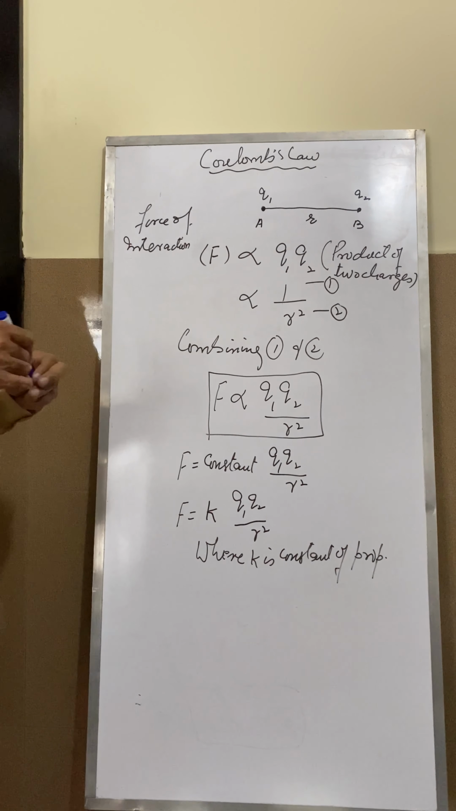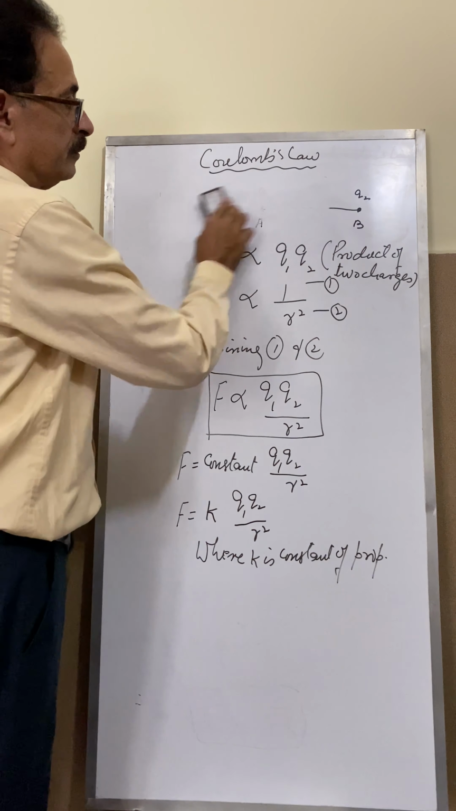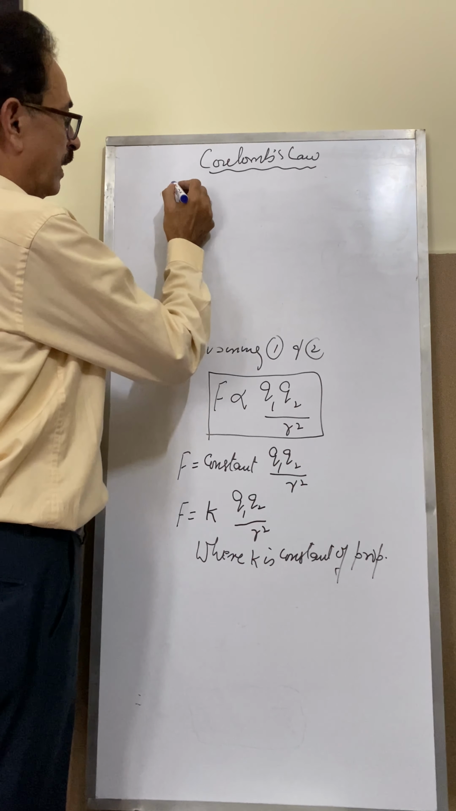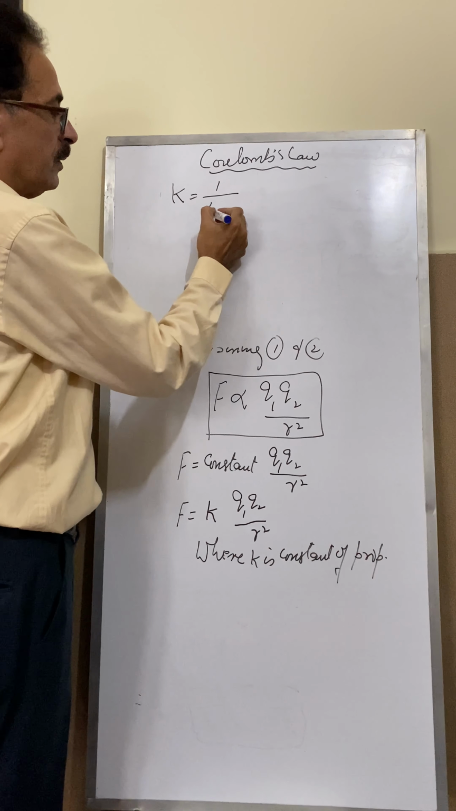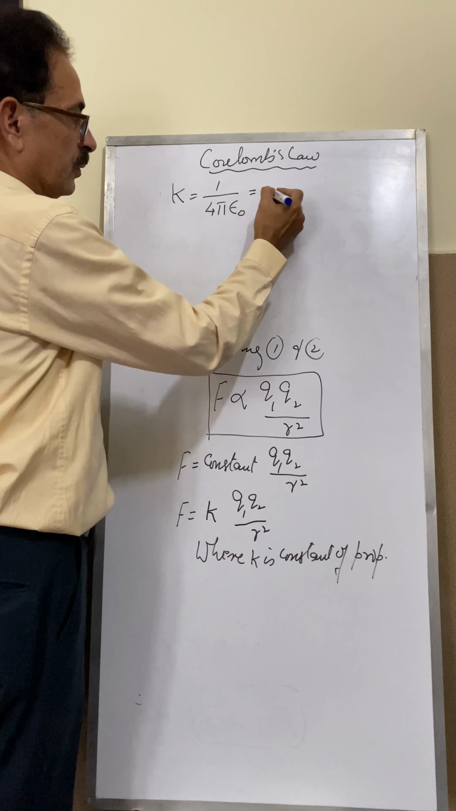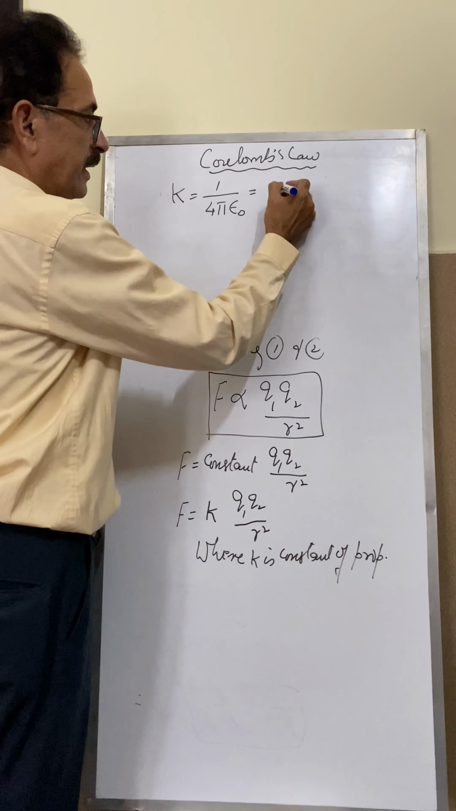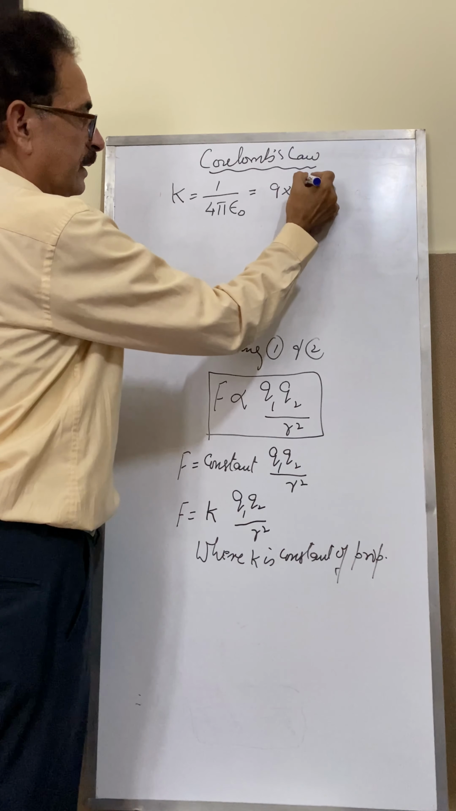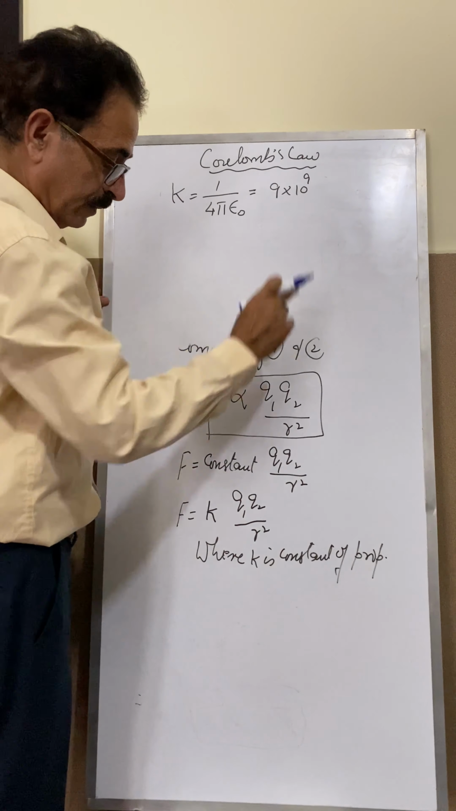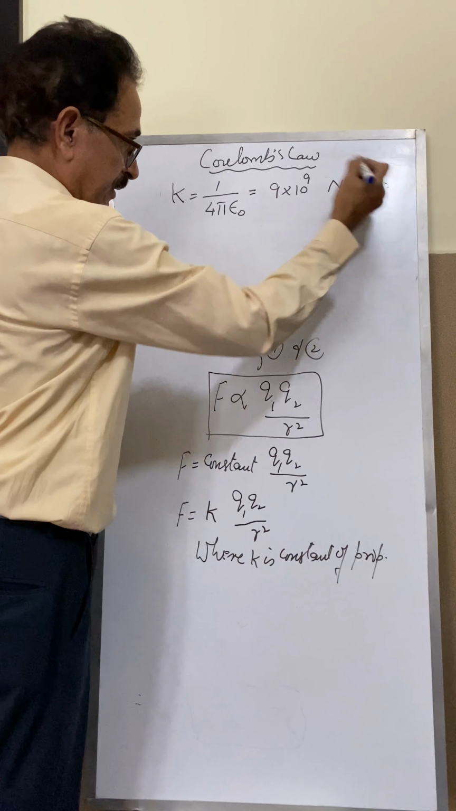And this K has a value. We can write the value of K as 1 upon 4 pi epsilon naught, which, when we substitute the value of 4 pi epsilon naught, is 9 into 10 power 9. From this we can calculate its units also. That is, Newton meter square per Coulomb square is its unit.